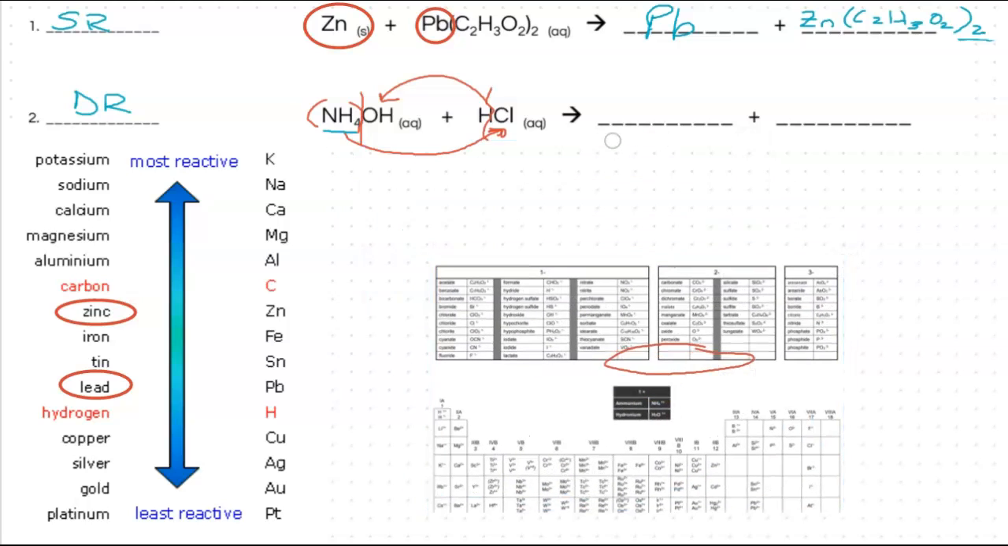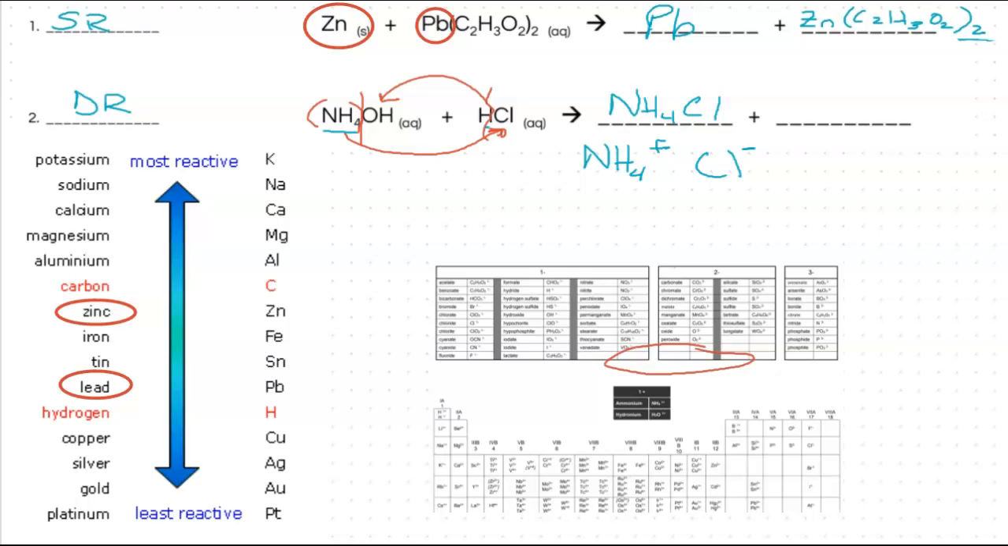So under the first blank, I'm going to write my NH4. On your chart, you can look it up, it has a +1 charge. And then I'm going to write the chloride because those are my two outsides. I've got a +1 and a -1, so my formula is going to be NH4Cl, ammonium chloride.